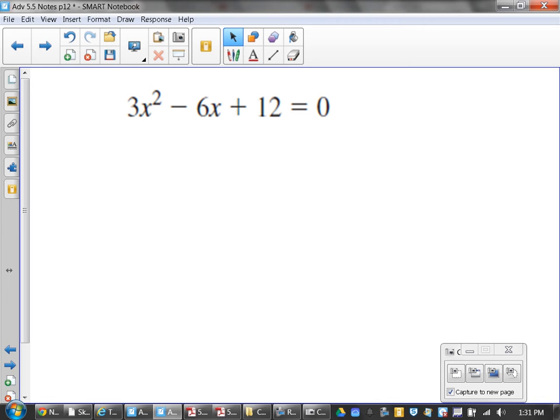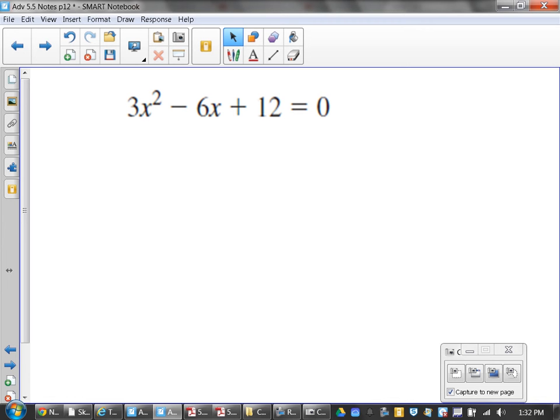Now, like I said yesterday, there was one other style of these problems that we just didn't get to. I didn't want to rush through it. When you're working with completing the square, and your leading term coefficient does not equal 1, you have to do one thing first: divide everything by the leading term coefficient.